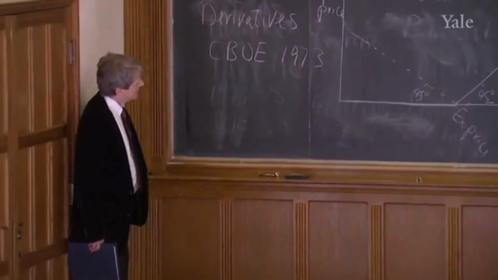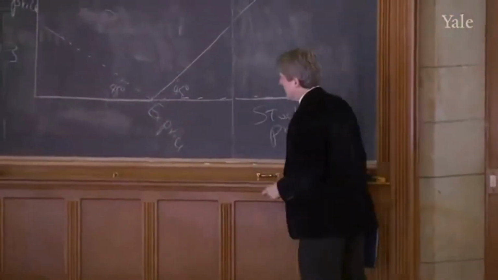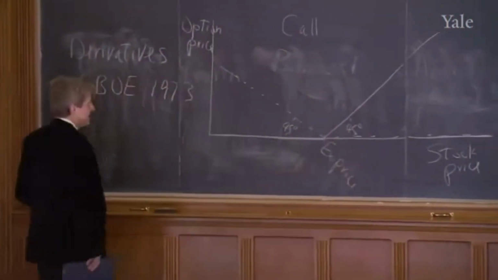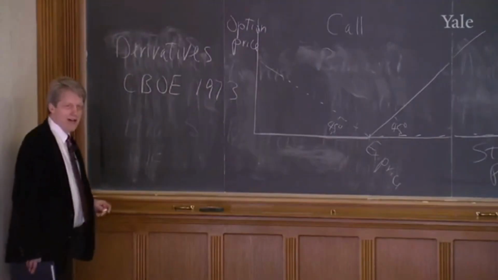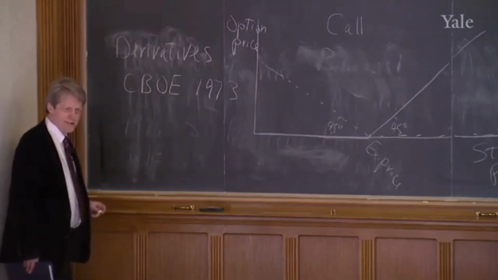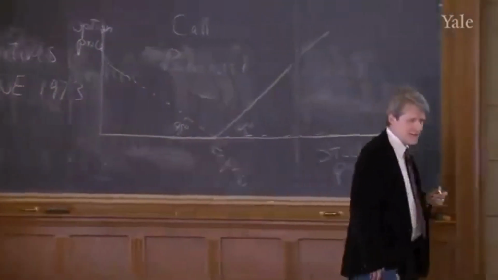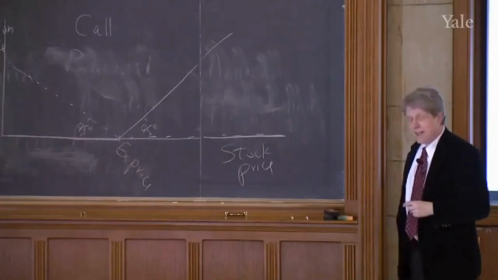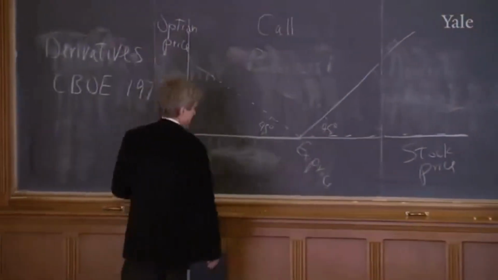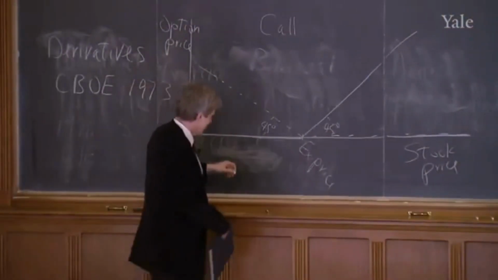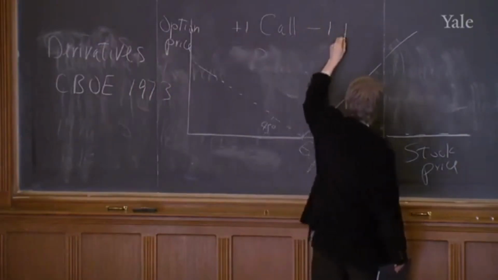So on the exercise date. Now it's interesting that there's a pretty simple pattern here between puts and calls. What if I buy one call and I short one put? All right, or write a put. Writing a put and shorting a put are the same thing. What does that portfolio look like? Well, if I put that portfolio together, I want to have plus one call minus one put.